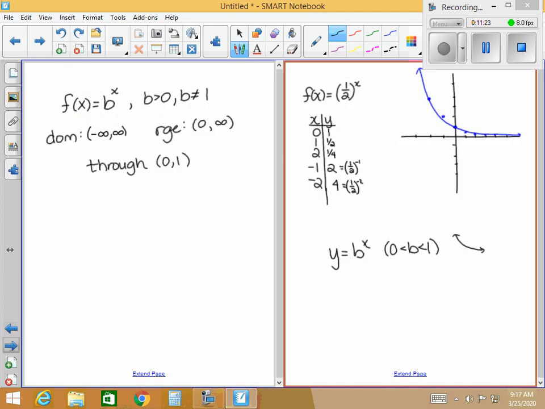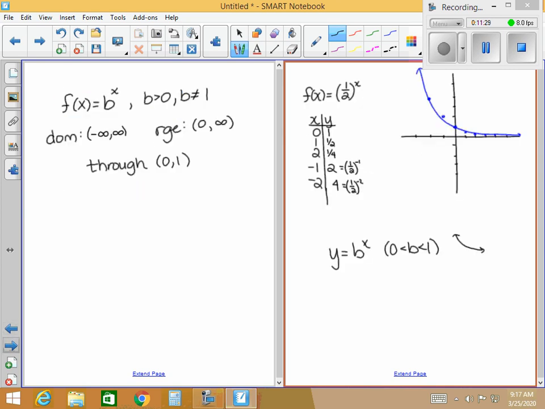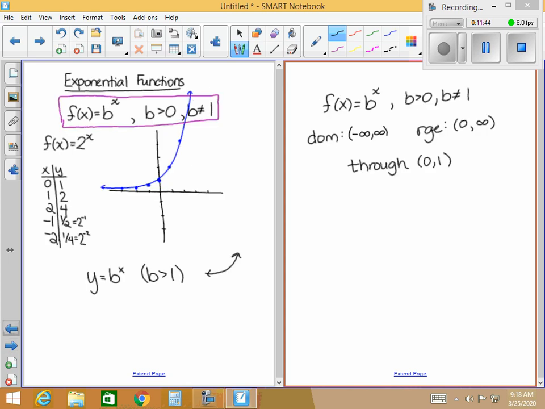Now if we look at these two graphs here, either the one that grows or the one that decays, both have domain all real numbers, both only spit out positive numbers, both go through the point (0, 1). If I do the horizontal line test on them, notice that this function is a one-to-one function. This function here is a one-to-one function. So if my function is one-to-one, what do I know has to be true? It has to have an inverse.